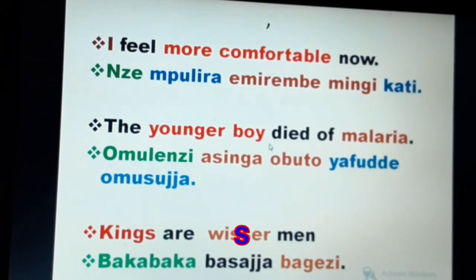The younger boy died of malaria. And this in Luganda is omulenzi asinga obuto, because younger.